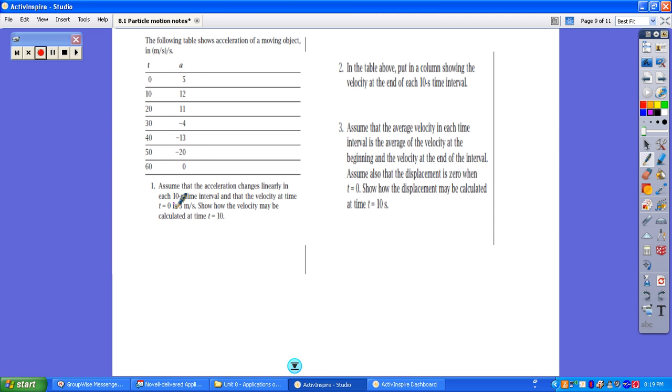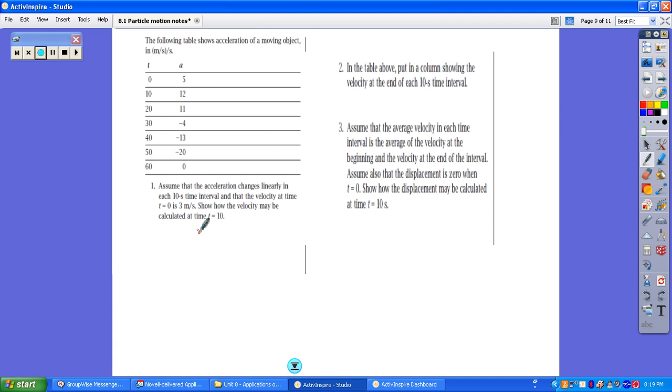So number 1 says assume that the acceleration changes linearly in each 10-second time interval, and the velocity at t equals 0 is 3 meters per second. Show how the velocity may be calculated at time t equals 10. So remember, if we have acceleration, to find the velocity, we're going to take the integral. And since we have a chart and it says we move linearly between these values, if you plot them, it's going to make a trapezoid. So to find the integral, a definite integral, we're going to find the area under the curve using trapezoids.